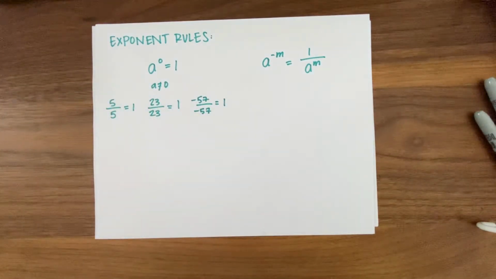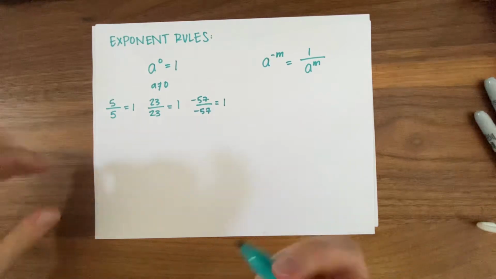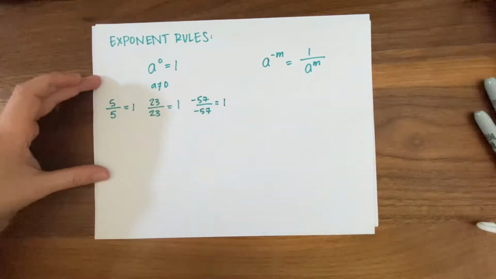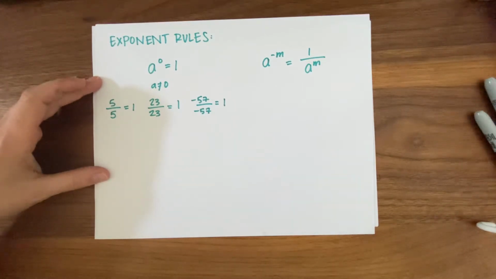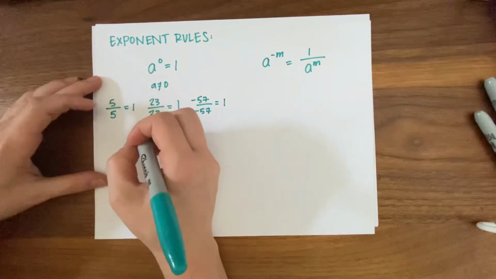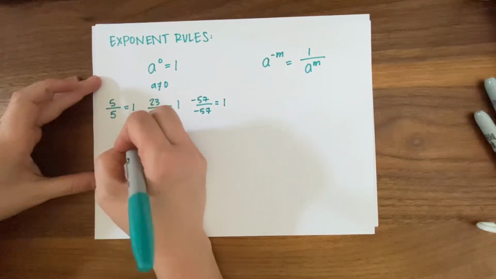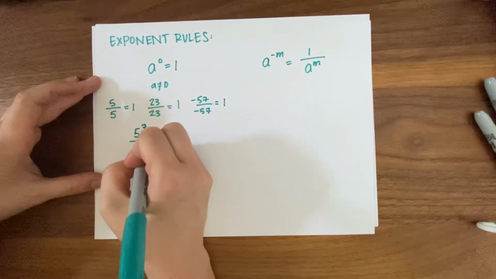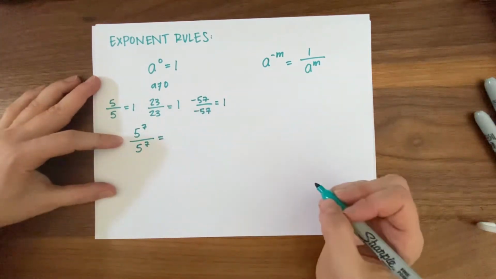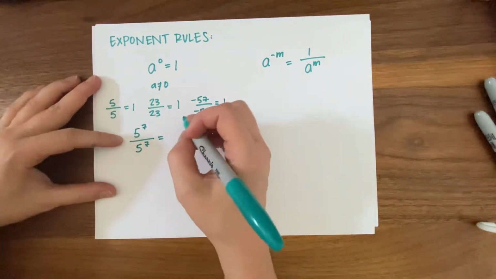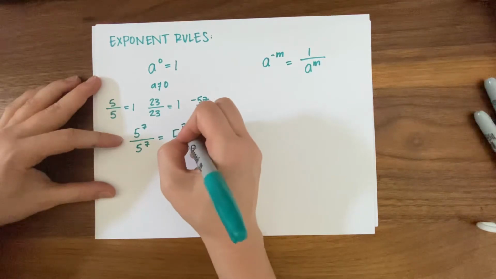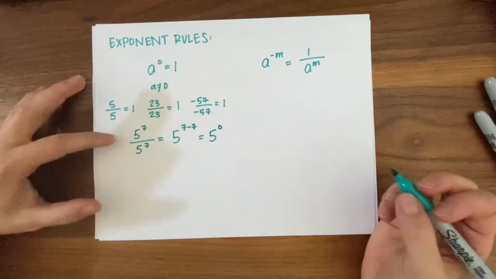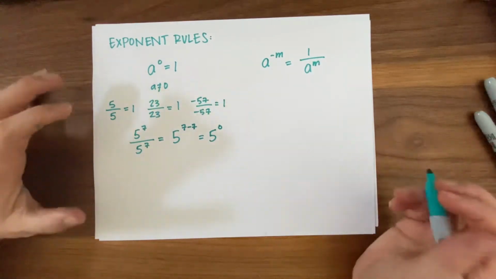We are also going to carry with us the idea that when you divide powers with like bases, you subtract the exponents. That's what we learned in the last video. So let me give you an example. Let's say I had 5 to the 7th power divided by 5 to the 7th power. That would be, if we used our exponent rules, 5 to the 7 minus 7, which would be 5 to the 0 power. Cool, great.